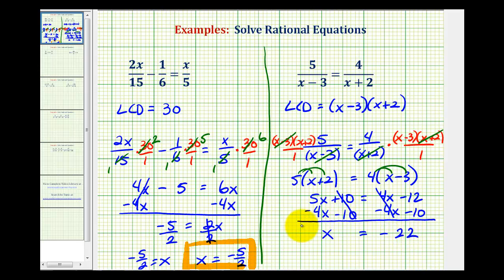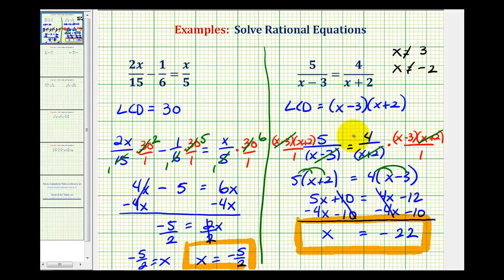which would be our solution. Now there's one more important thing that we need to know about when solving rational equations. We know division by 0 is undefined, so looking at the original equation, we know x can never be equal to positive 3, since that would make this denominator equal to 0, and we know x can also never be equal to negative 2, because it would make this denominator equal to 0.